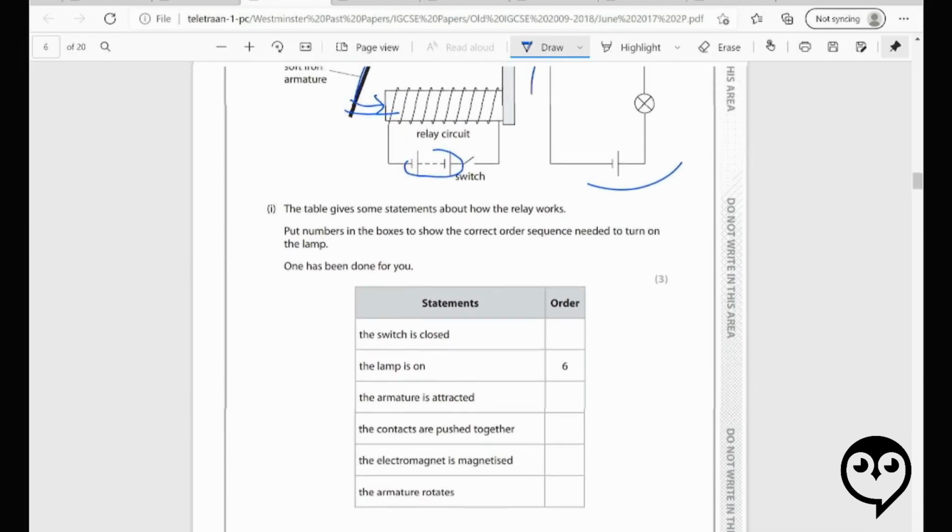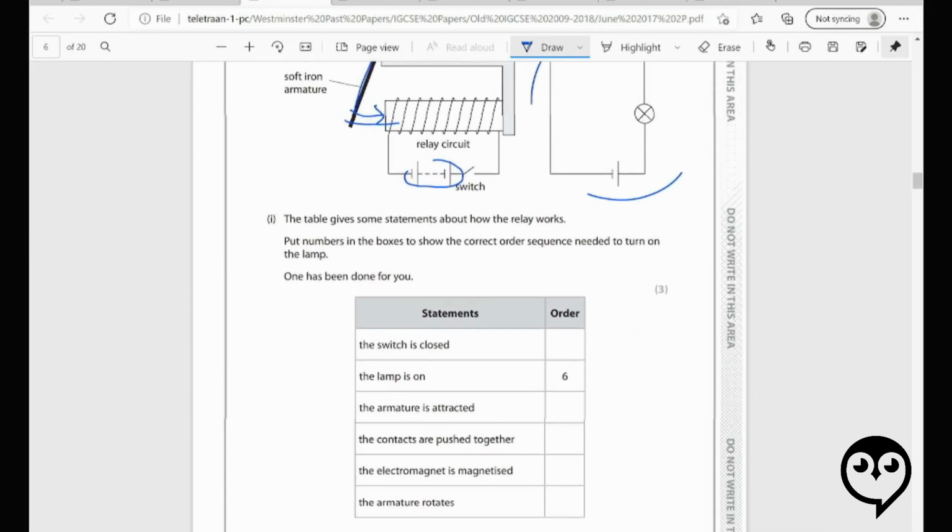Put the numbers in the box to show the correct order. 1 has been done for you. Not 1, 6. Anyway, what do we do first?